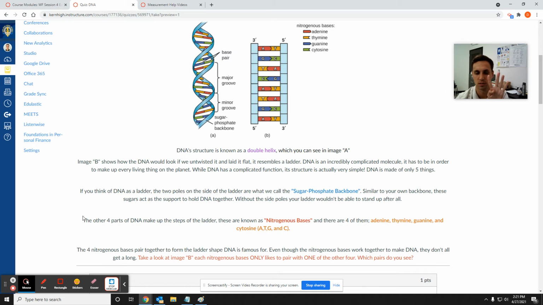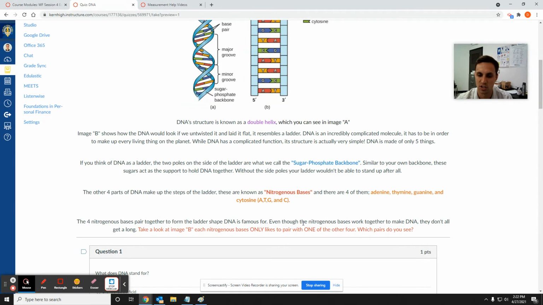The next 4 are something we call nitrogenous bases. You guys may have heard of nitrogen before. It's involved in that. That's why the name is there, nitrogenous. There's 4 of them: adenine, thymine, guanine, and cytosine. You do not have to learn those names because we will always refer to them simply as A, T, G, and C. I only highlighted that successfully like twice, but you see what I'm saying. So those 4 bases pair together to form the ladder shape DNA is famous for.